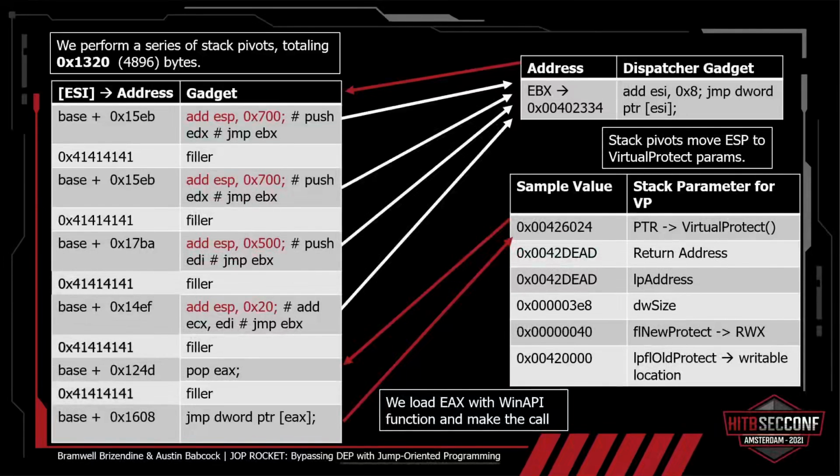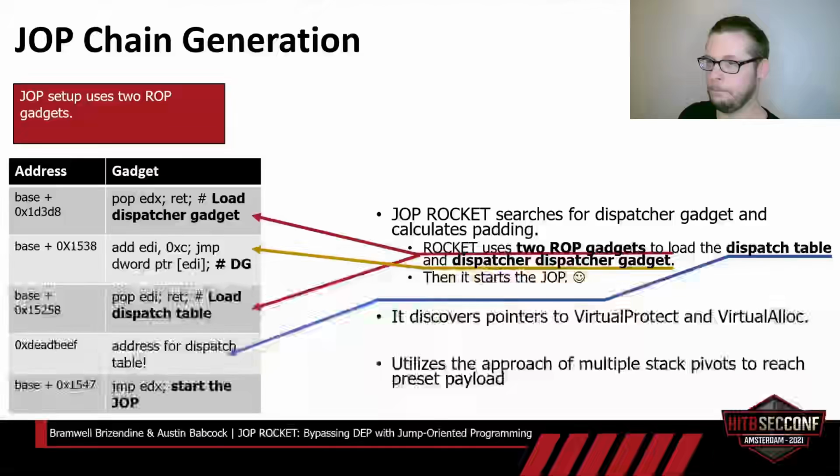So we have various add ESPs, and collectively they allow us to get to almost about 1,320 bytes. And then next, we pop into EAX a pointer to VirtualProtect, which JopRocket finds for you, and then we make a dereference call over there. Now, this is something that JopRocket takes care of, and it makes sure that all the registers are deconflicted. So specifically how JopRocket will do this is it'll try to set up registers for the dispatch table and also for the dispatcher gadget.